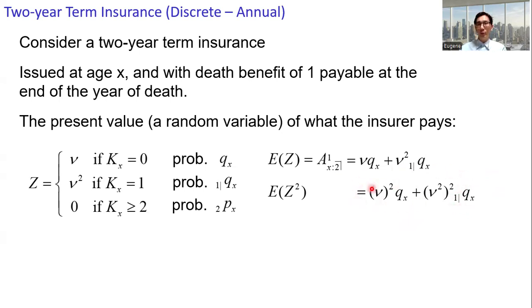We get this expression. And therefore, in terms of the actuarial notation, we can put a pre-superscript 2 along with this notation. This is the expected present value of a 2-year term insurance evaluated at a double force of interest. And then we have the variance.